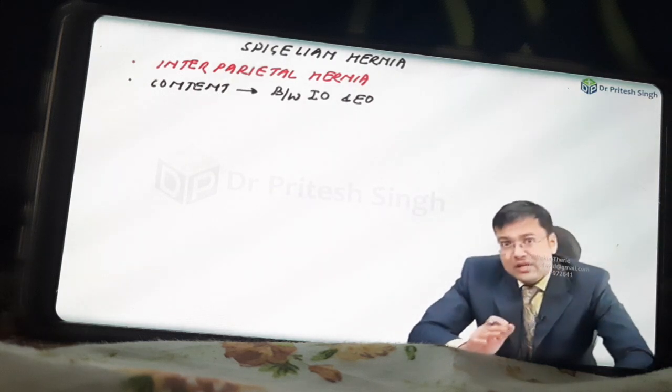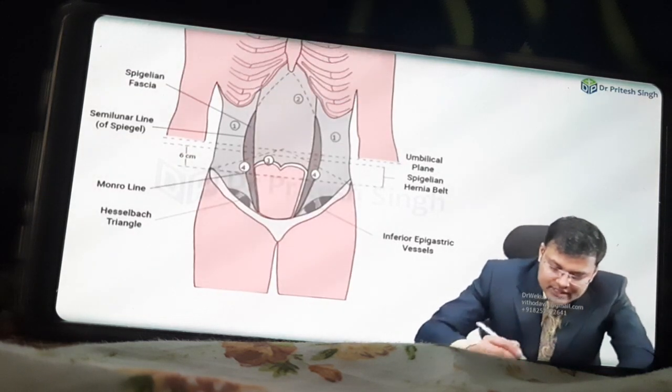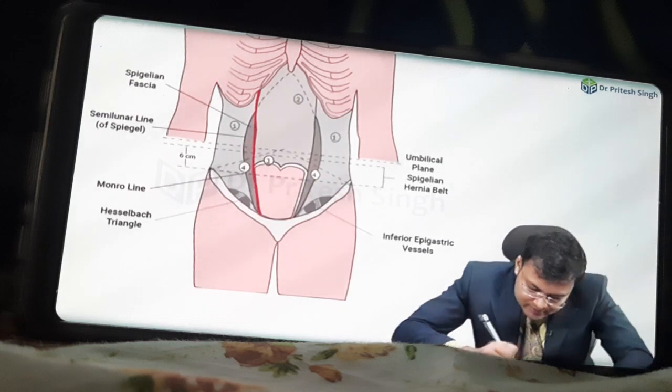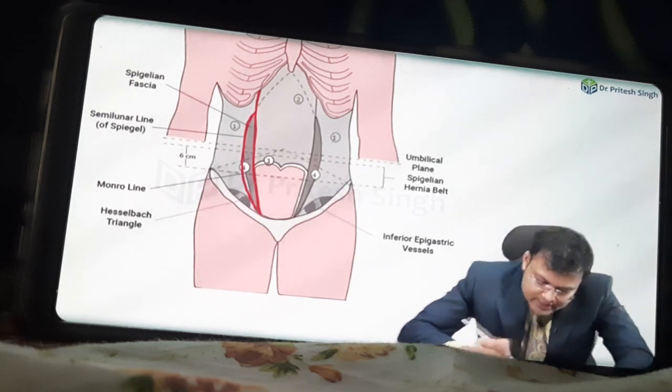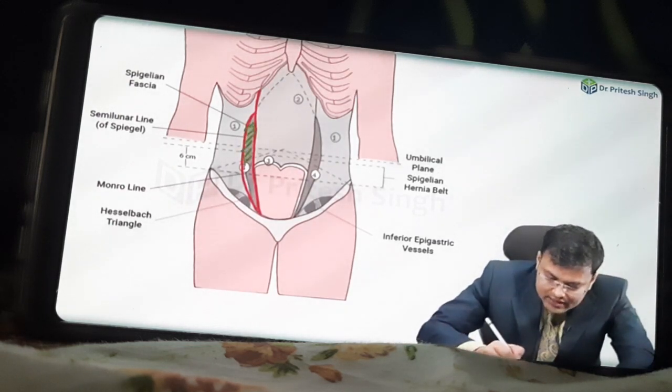What is the Spigelian fascia? What is the location? Have a look. If you see this diagram, you can make out that this is the lateral border of the rectus, and this is the semilunar line. In between the lateral border of the rectus and the semilunar line, there is a fascia, and this fascia is known as what?